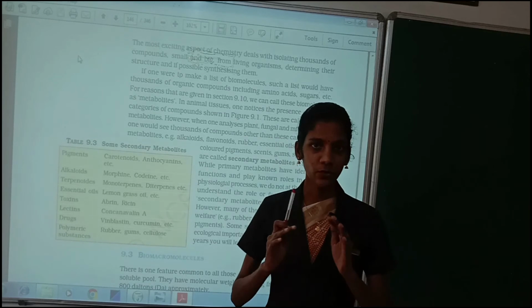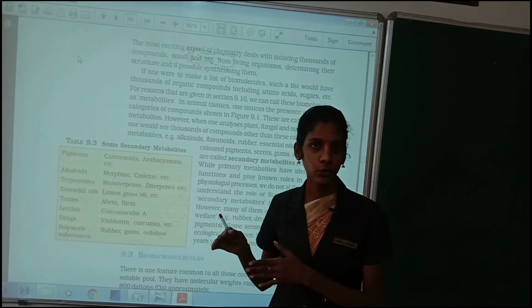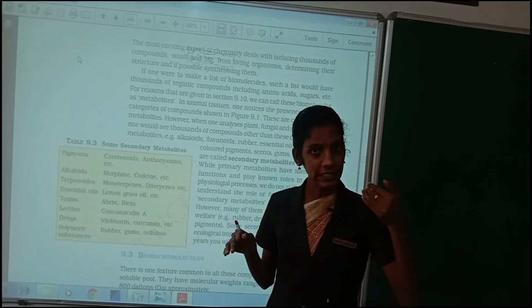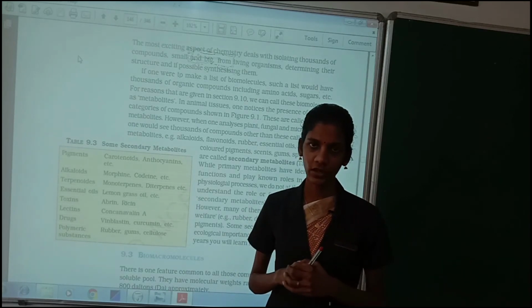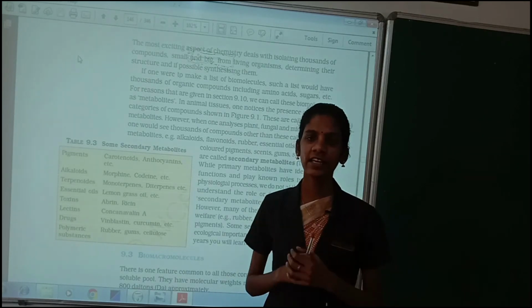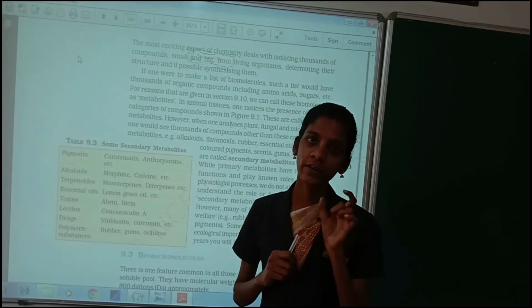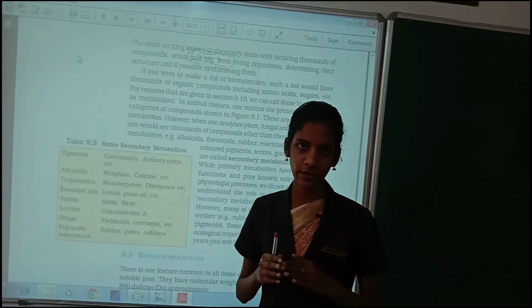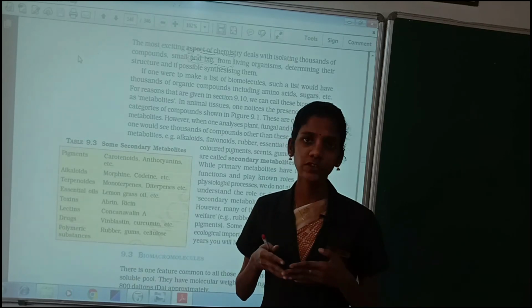From this you might have understood that primary metabolites will directly be involved in the growth, development and reproduction of an organism, but secondary metabolites will indirectly help the human being to survive well in the environment. We cannot point to one particular function, or one or two functions. It will be useful. That means the products of secondary metabolites are very useful.